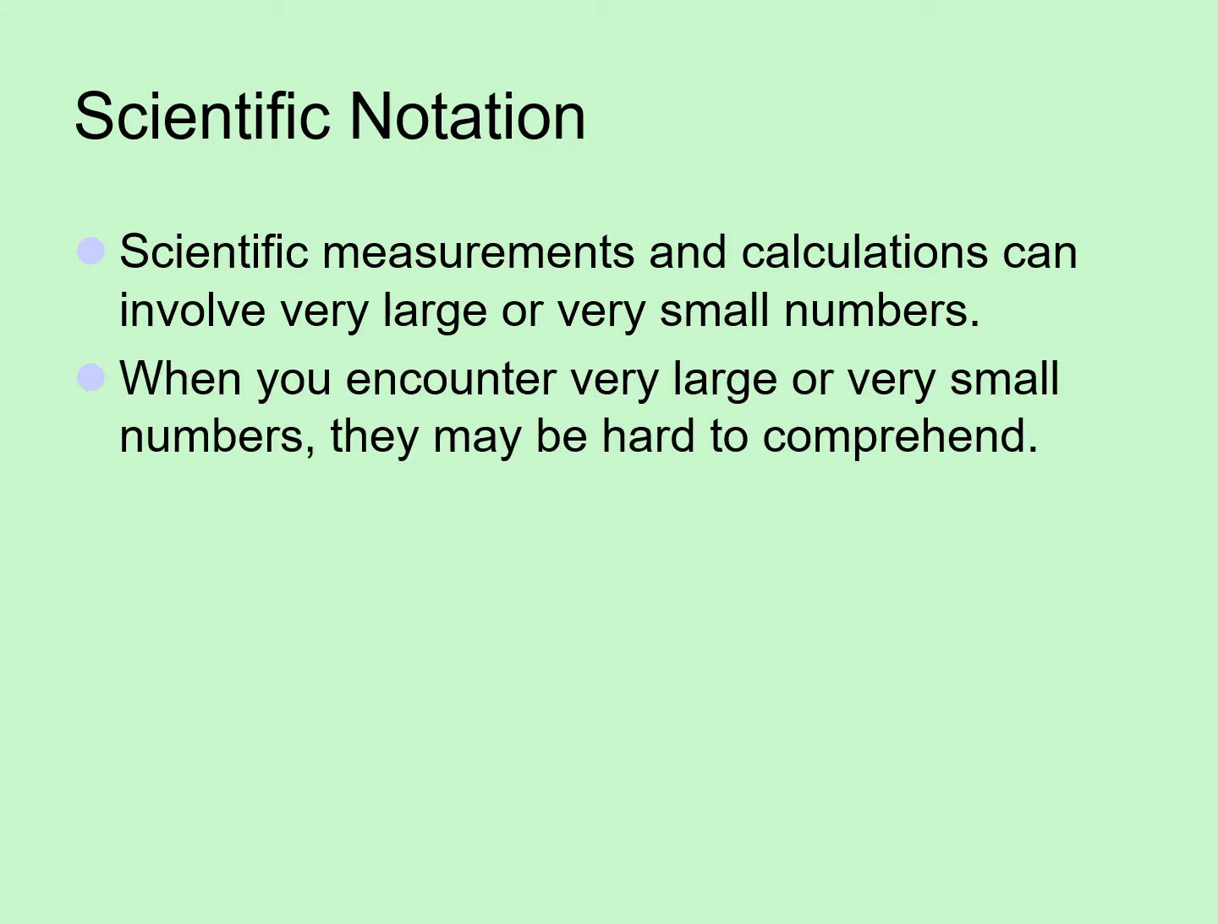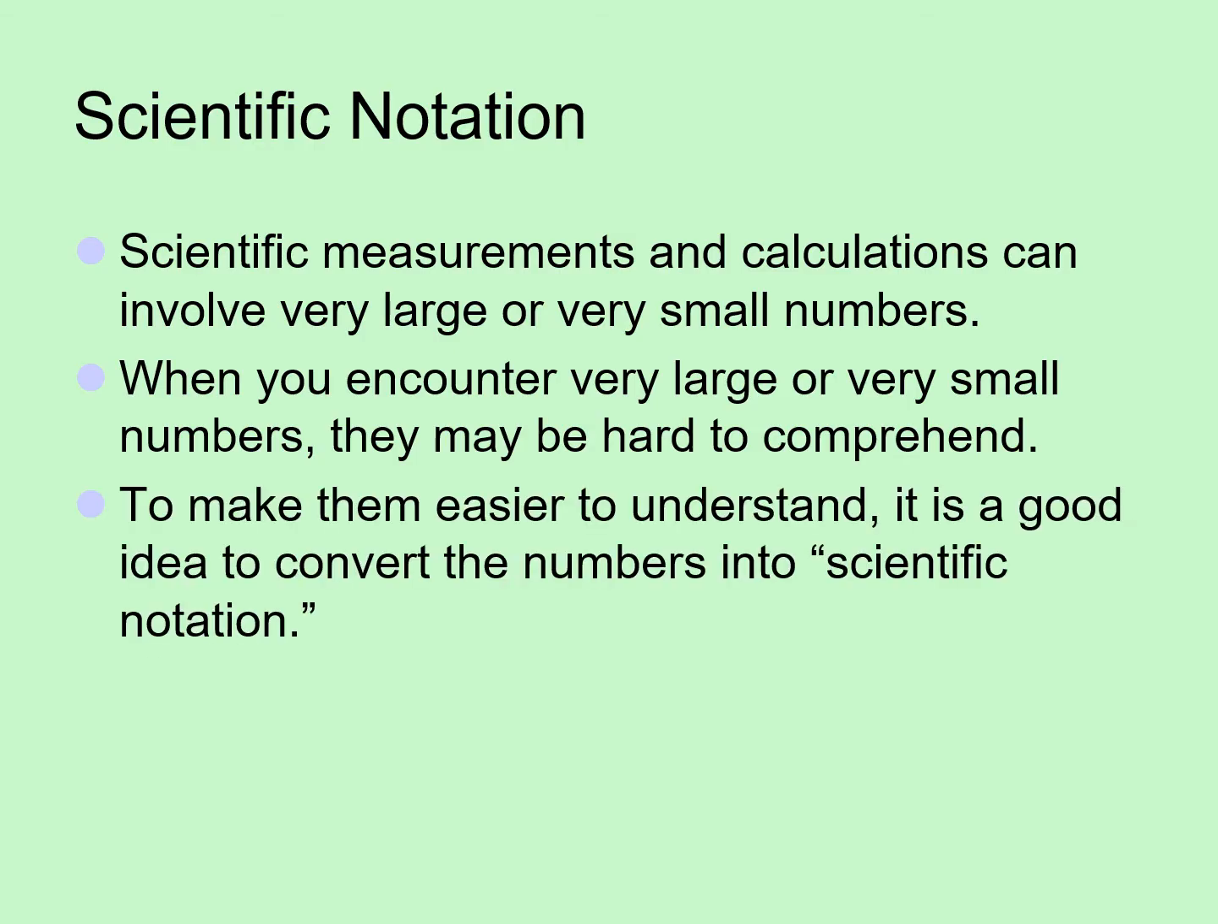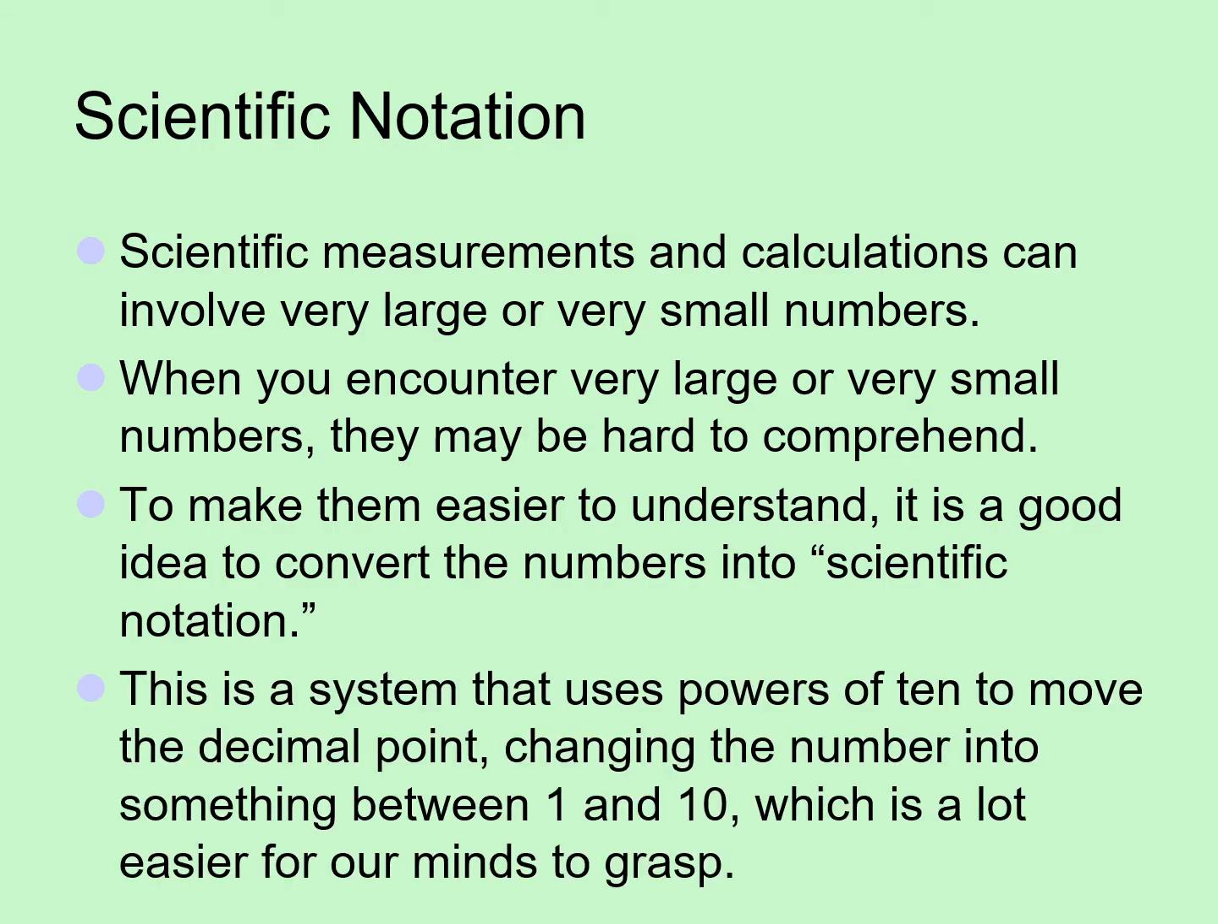When you encounter a very large or a very small number, it might be very hard to comprehend. So to make such a number easier to understand, it's a good idea to convert the numbers into something called scientific notation. Scientific notation is simply a way of changing the look of the number to make it more comprehensible. It uses powers of 10 to move the decimal place from where the original number has it, and then you are given something called a coefficient between 1 and about 9.99999, and that's a lot easier for our minds to grasp a hold of.